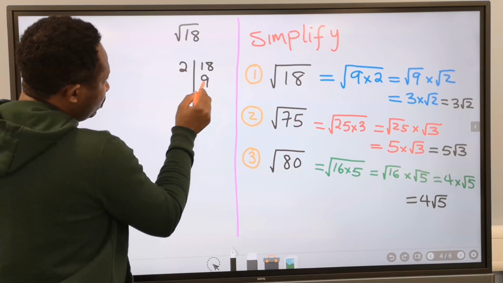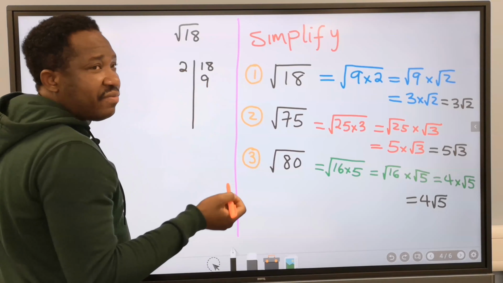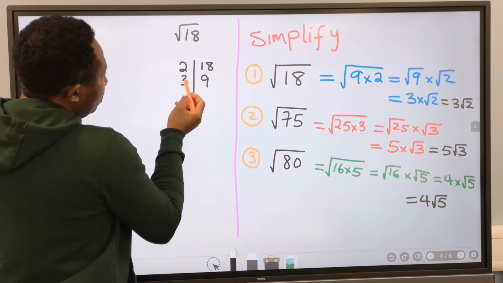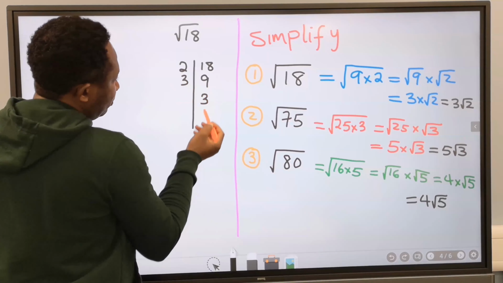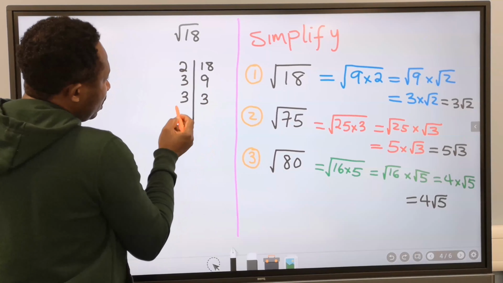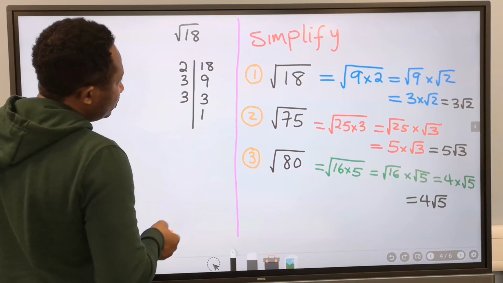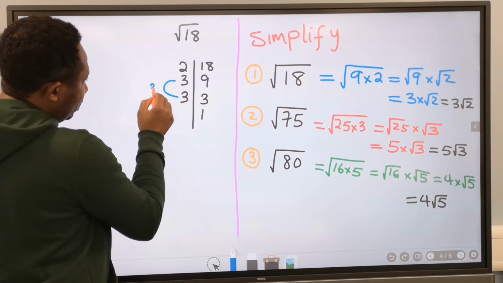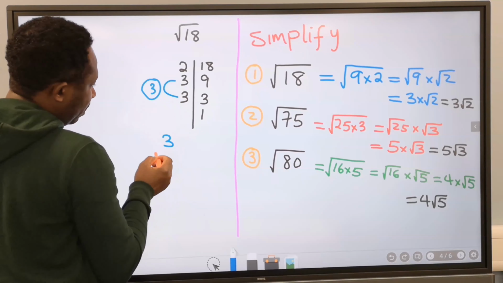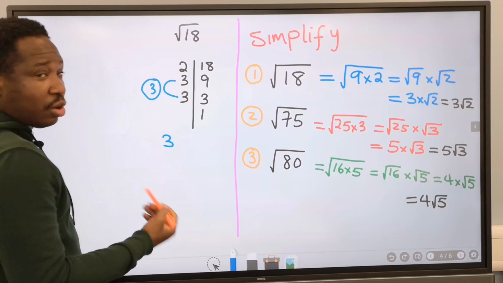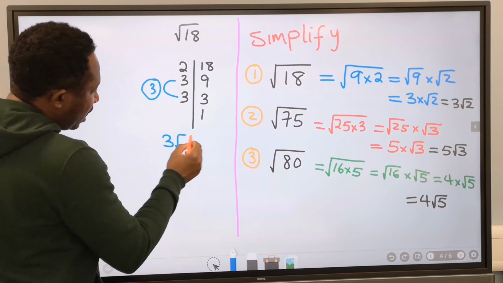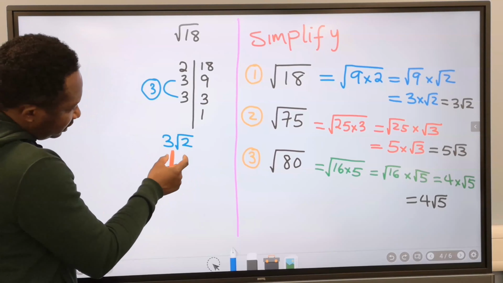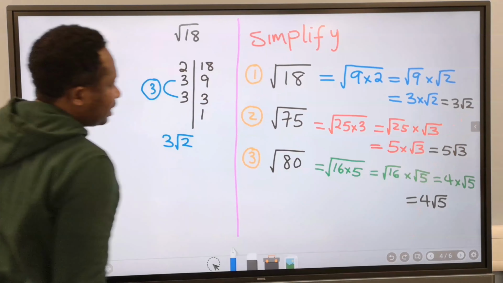Next, 2 will go into 9? We're going to have a remainder. We're looking for whole numbers. 3 will go into 9 3 times. 3 will still go, and 3 will go into 3 once. Next, you pair. I will pair this 3. This is free. Next, these 2 have no pair. Because of that, I will put it in root form. This and this are the same.